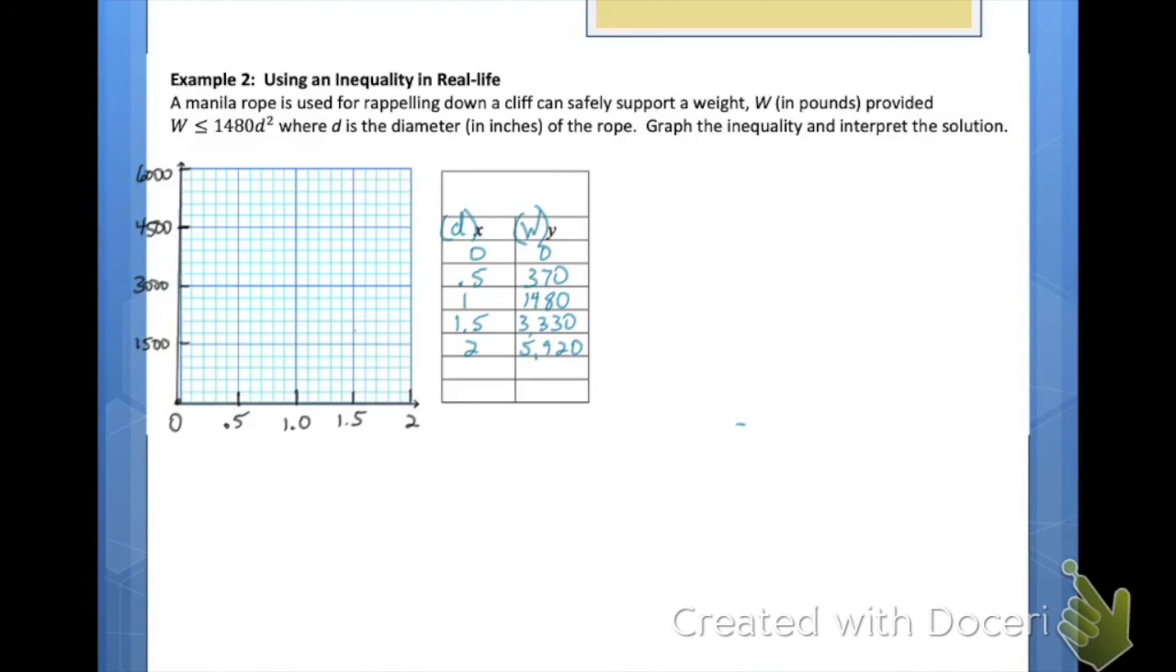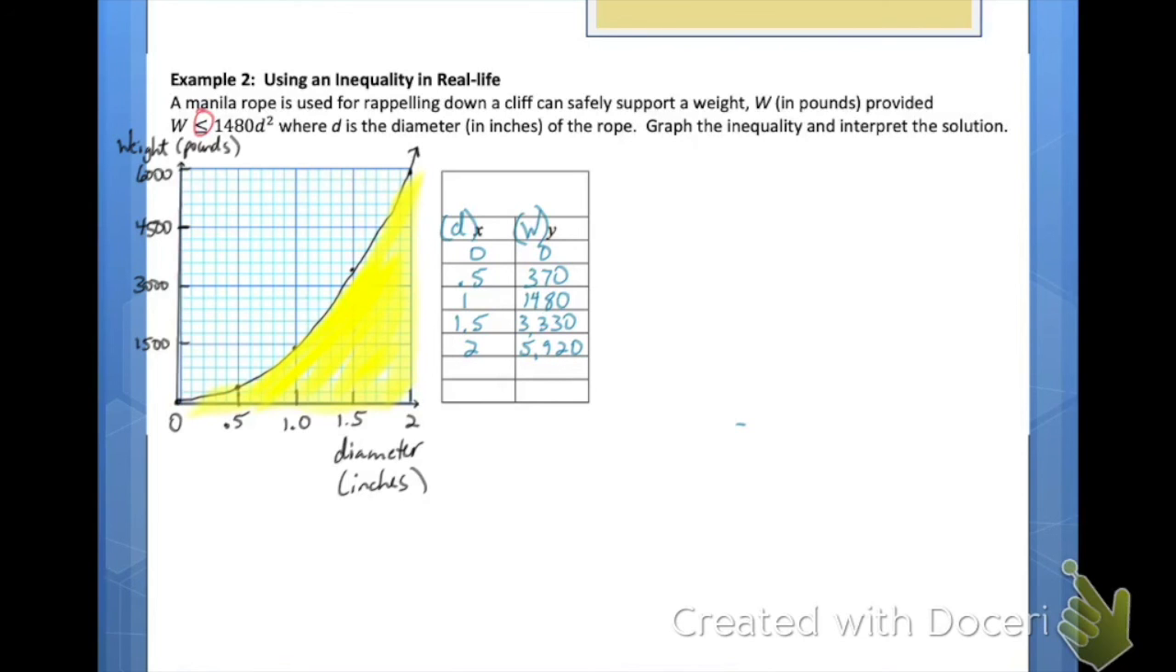So now I'm going to plot these points. I'm going to label my graph. So my x-axis, or input, is diameter in inches, and my y-axis, or output, is weight in pounds. So I graph the points (0, 0), (1/2, 370). Now I noticed that my inequality is the weight that is less than or equal to. It's equal to, so I drew a solid curve through those points.